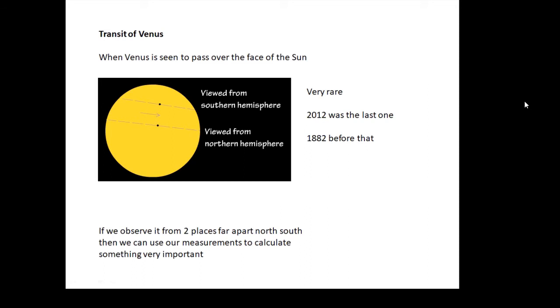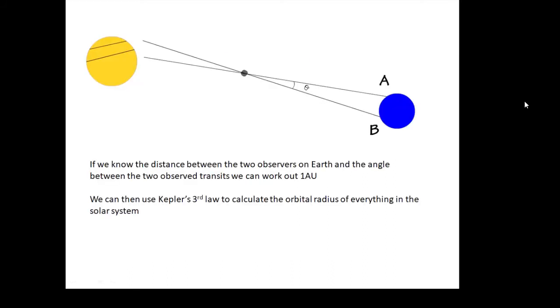Now, interestingly, if you observe a transit of Venus at a latitude up in the northern hemisphere, and you also observe it in the southern hemisphere, what you notice is that the transits cross the face of the Sun in different places. And if we take measurements from the northern hemisphere and the southern hemisphere, we can calculate 1 AU. We can calculate the distance between the Earth and the Sun.